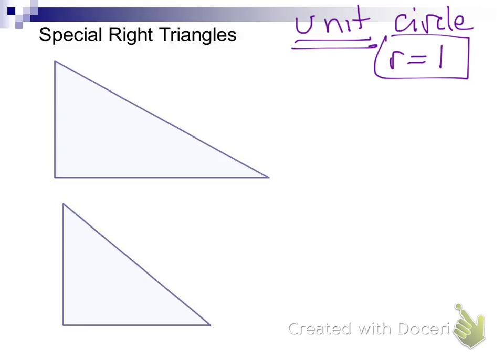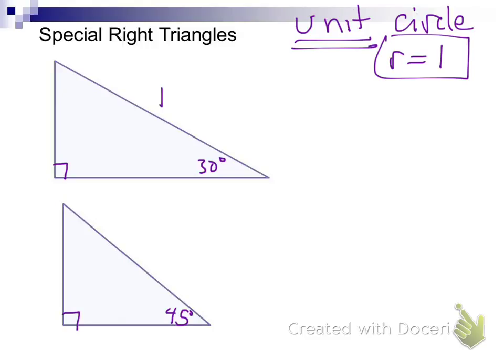Now, for us to use our special right triangles, we need our hypotenuses, hypotenuse, hypotenae? We'd have to ask Timothy Morris about that. We need our hypotenuses to be 1.